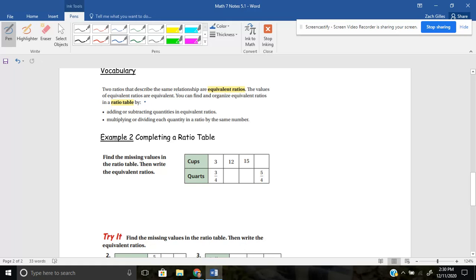You can find and organize them in a ratio table by, and I do not like to do this, I'm going to cross that out because that confuses a lot of kids. You can do that, but you add or subtract different quantities, and it's not as easy. I'm going to tell you, and there's not many times that I tell you to do this, but this way is by far the superior way. Trust me on that. To multiply or divide each quantity by the same number to keep your ratios equivalent. And I'll give you an example.